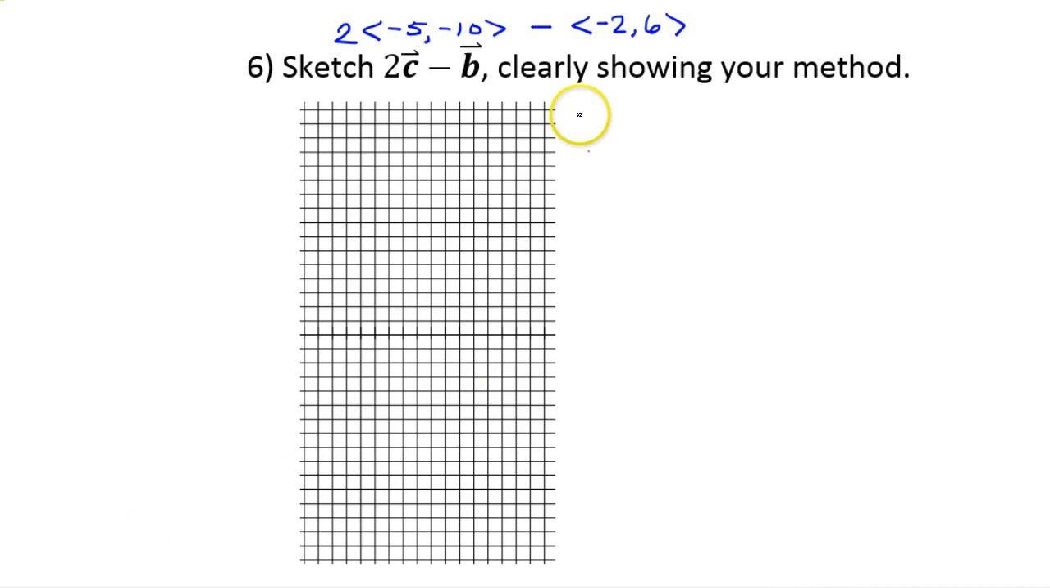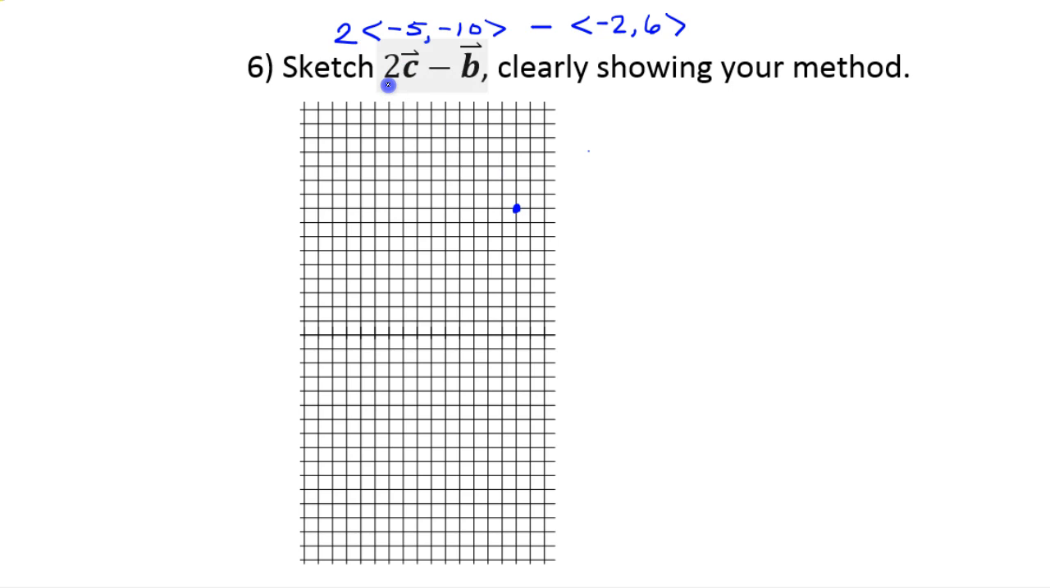For number 6, the numbers get pretty big, so I had to use graph paper with smaller squares. Thinking ahead a little bit, it seems like I'm going to have to start on the right hand side and up pretty high to leave myself space to do this graph. So I'm going to start right about here. Alright, I'll let this be my initial point.